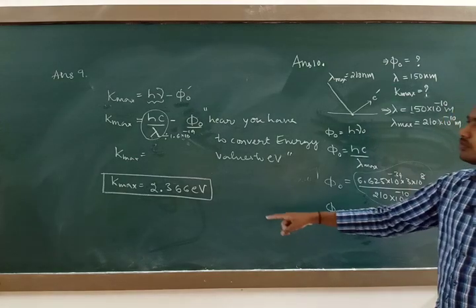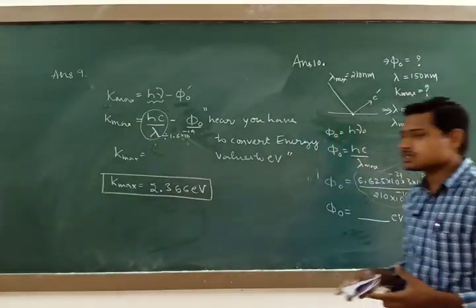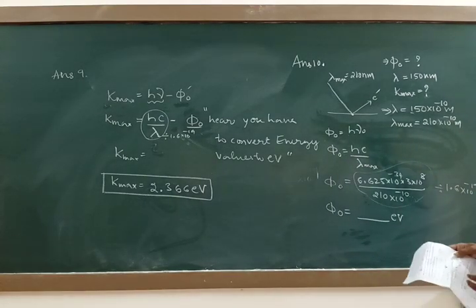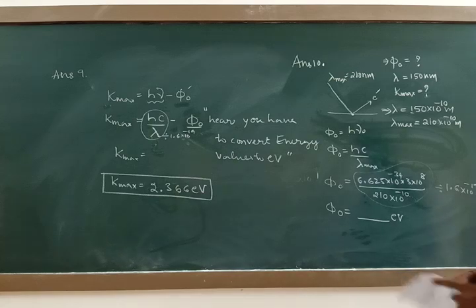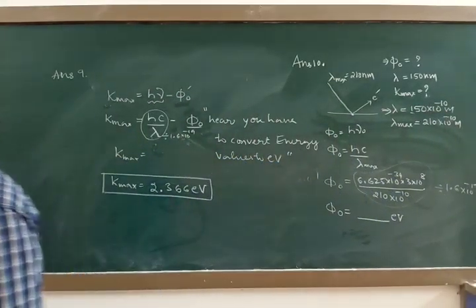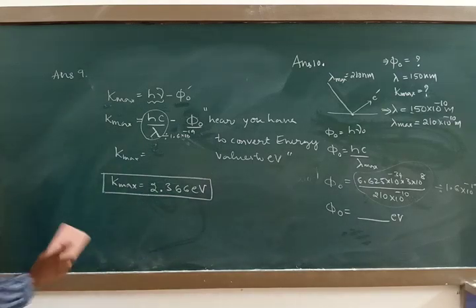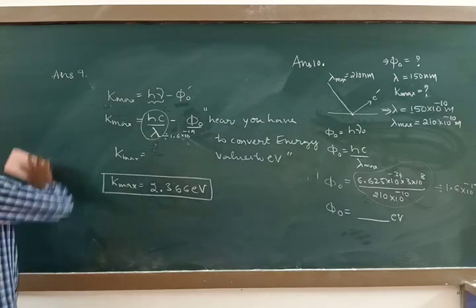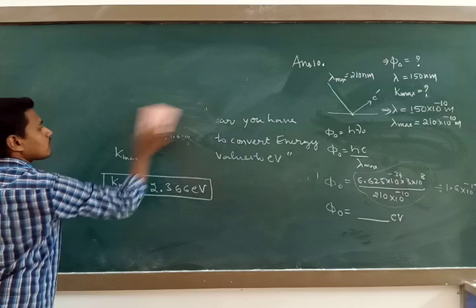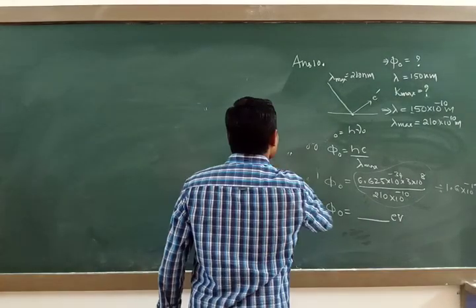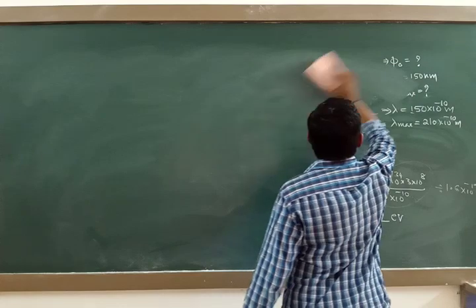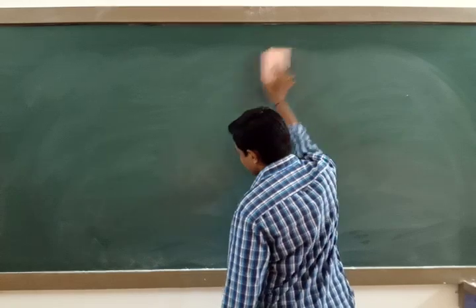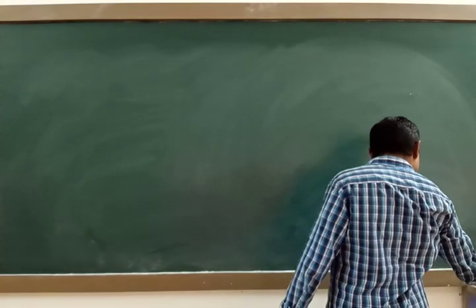See here, if you solve it you are getting K max equal to 2.366 electron volt. Is it clear, students? So next, this is the solution of 10th, and next we shall go for 11th one. Okay, go through this. Based on Einstein's photoelectric equation, numericals are important for examination, because in theory examination they will put a 5 marks question on this only. So that is the reason you go through the numericals correctly here.